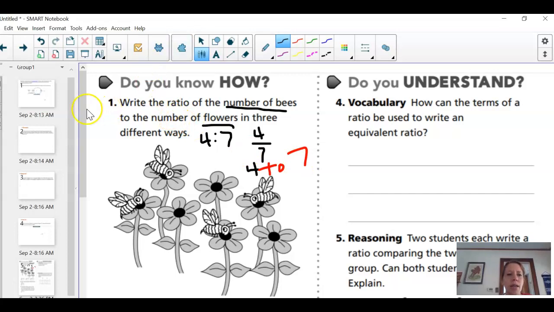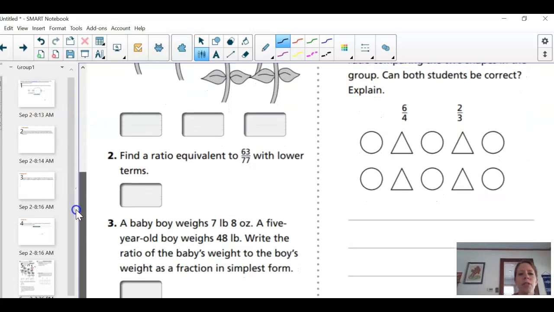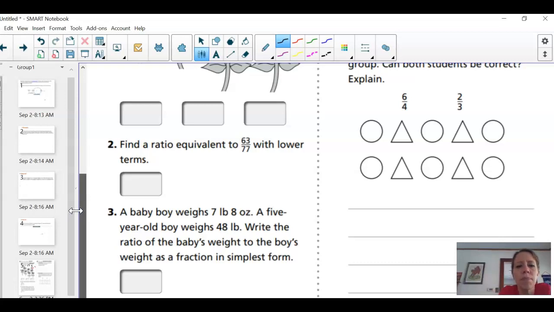All right, let's go ahead and look at the second question. Find a ratio equivalent to 63/77 with lower terms. So what I need to do is think of common factors. The greatest common factor will help me find it a little bit faster. I know that the only factors of 77, I like to start with the big one, are 1 and 77 and 7 and 11. And 63 is not divisible by 11. Therefore, I'm going to go ahead and divide each one by 7.